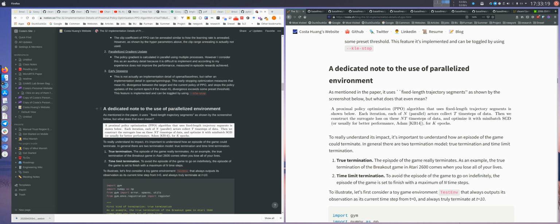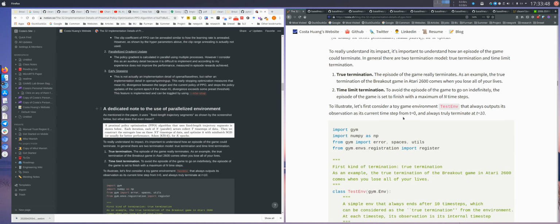So anyway, the first type of termination is a true termination, where the episode of the game really terminates. As an example, the true termination of the Breakout game in Atari 2600 comes when you lose all of your lives. And the second type is time limit termination. To avoid the episode of the game going on indefinitely, the episode of the game is set to finish with a maximum of n time steps.